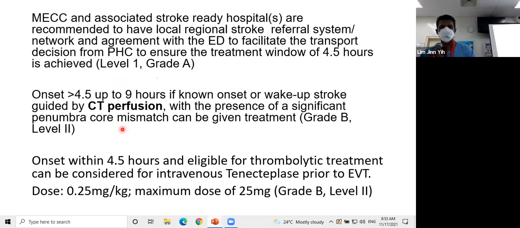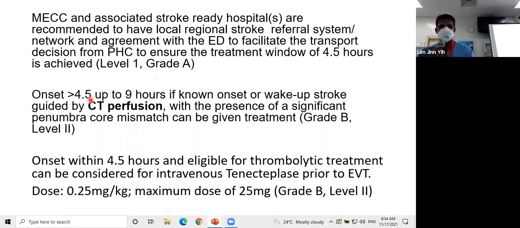As you all know, we only thrombolyse if the patient comes within 4.5 hours. But if we can perform a CT perfusion after the CT brain, we can actually extend the onset from 4.5 hours up to 9 hours, if there is a presence of a significant penumbra-core mismatch. So if with the CT perfusion there is a sign of penumbra-core mismatch, then even if the onset is already more than 4.5 hours but still within 9 hours, they can still be given the treatment.